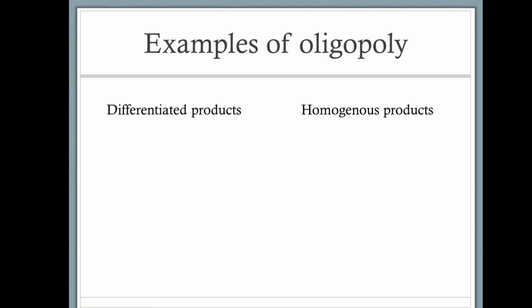Oh, airline, aircraft, like Boeing and Airbus. That's very good. Anything else, when we are talking about differentiated products in oligopoly? Something that you might drink every day or every week. Oh, TV channels, that's cool, I like that answer. Cars, that's also true. Or Coke, Coca-Cola and Pepsi, they are different.